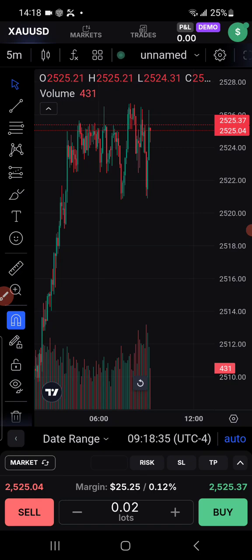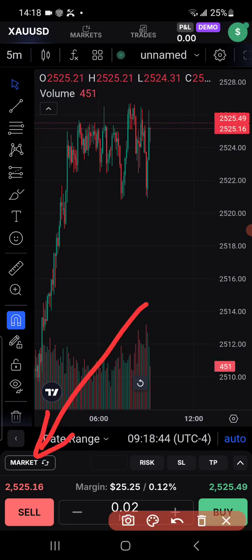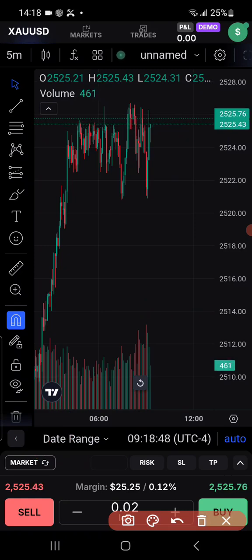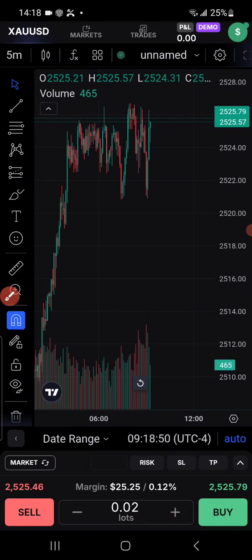So now we want to quickly execute the trade on gold. Remember it said buy market. It said buy market, and here you have market. If I buy now, it's going to buy at the current market price. Remember, the signal said 2523. So let's assume that the signal just came in now and it said 2525.